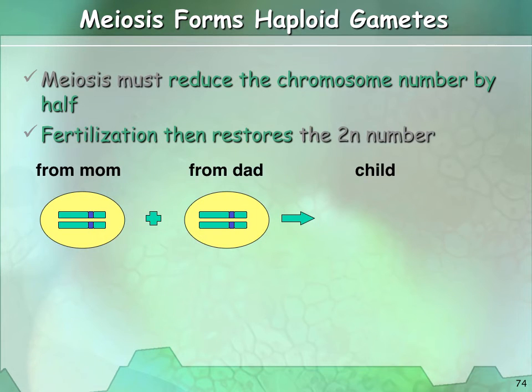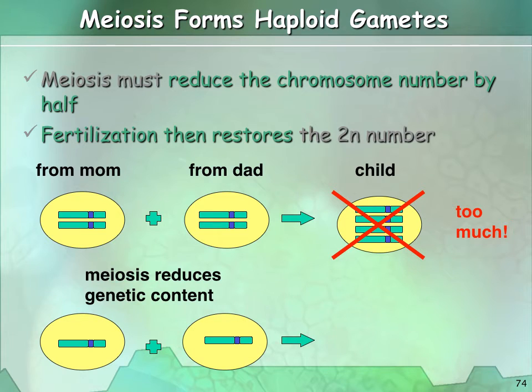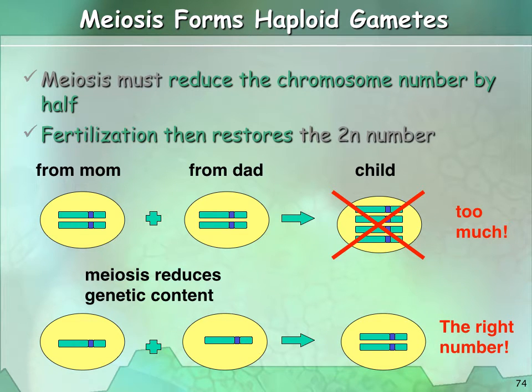If you didn't have meiosis occurring, you would have all the chromosomes coming from mum and all the chromosomes coming from dad, so you'd have too many chromosomes in the offspring. So meiosis ensures that the gametes have half the number of chromosomes in each. When these fuse together, you get the offspring with the correct number of chromosomes.